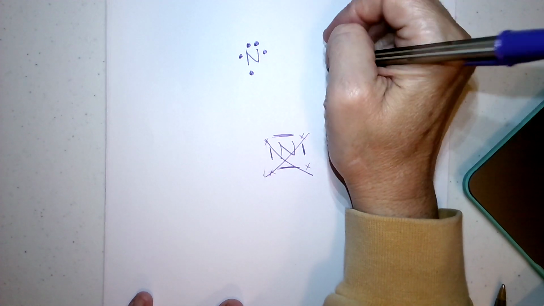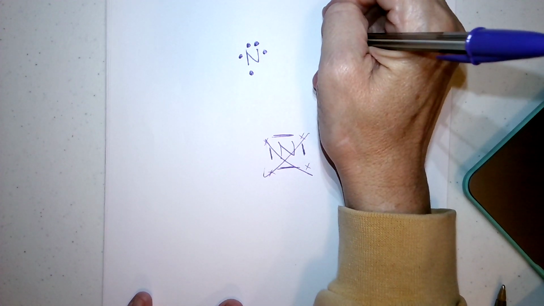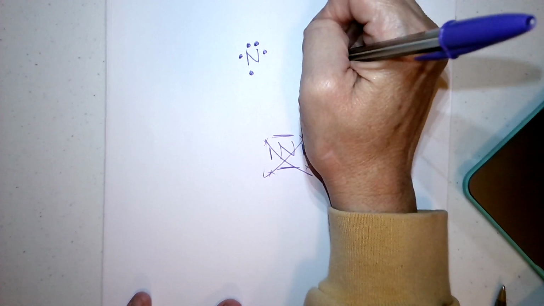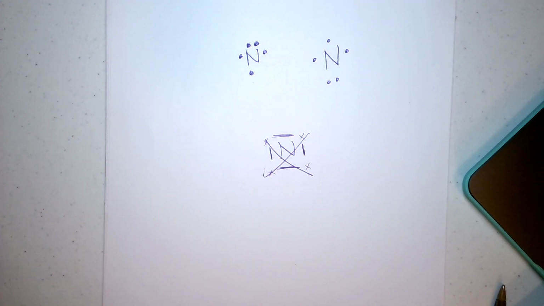You can do it like this. So if you want to put 2 on the bottom, that's perfectly fine. If you want to have 2 on one of the sides, perfectly fine. It doesn't matter. Okay, so that's nitrogen.